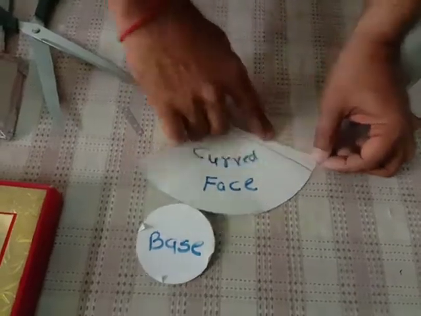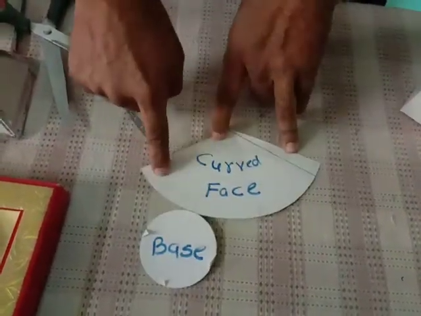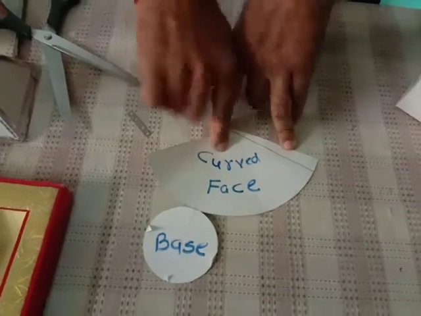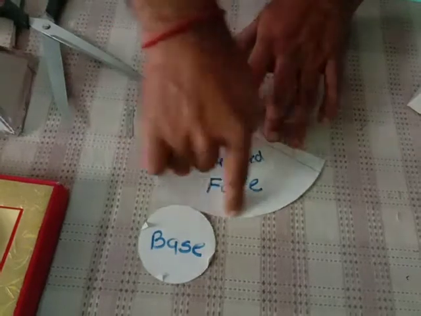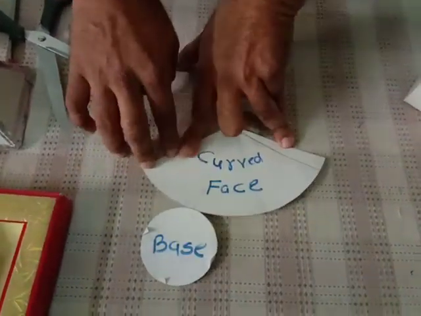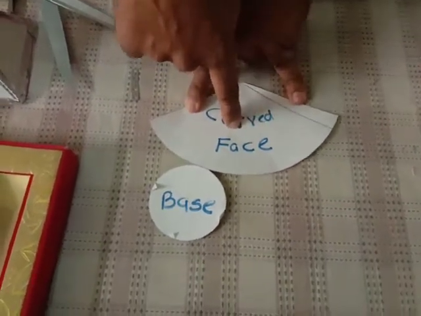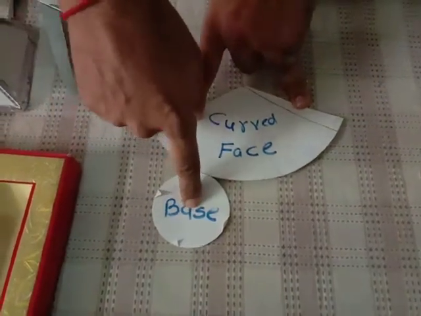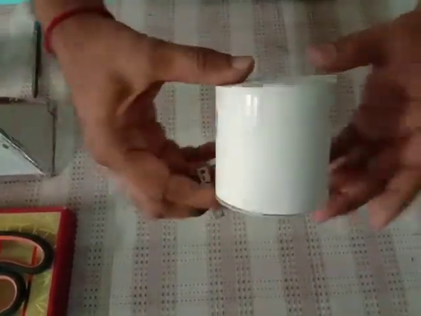So you'll see that the curved face, when opened, forms a part of a circle. It's a sector of a circle. So the net of a cone is a sector of a circle and a small circle. Now we'll take the net of a cylinder.